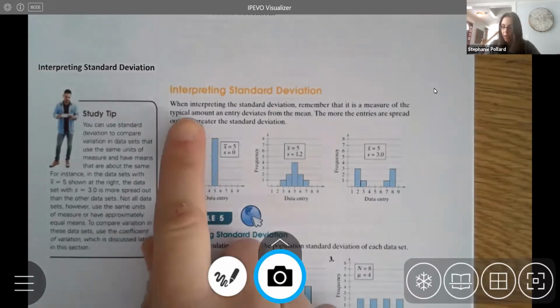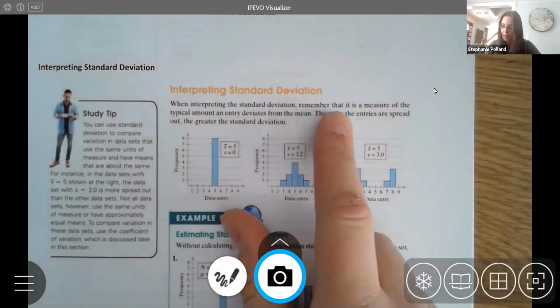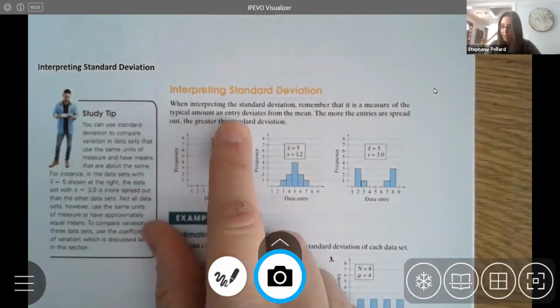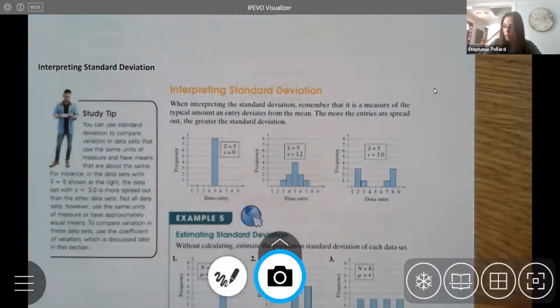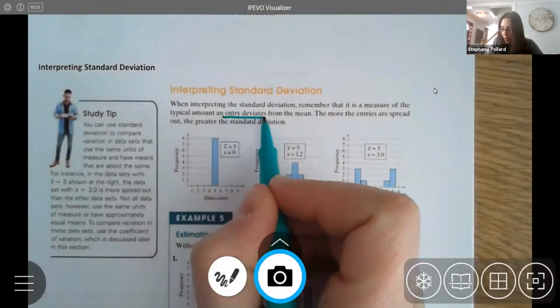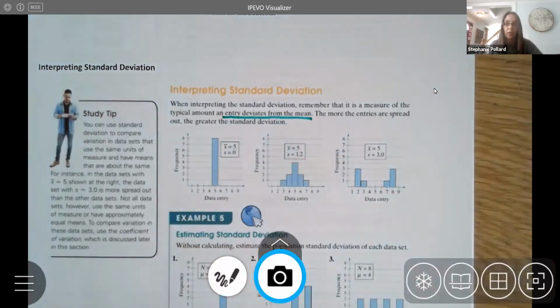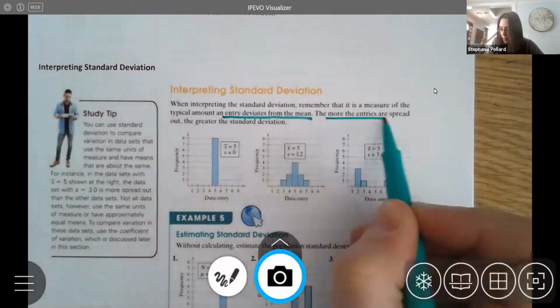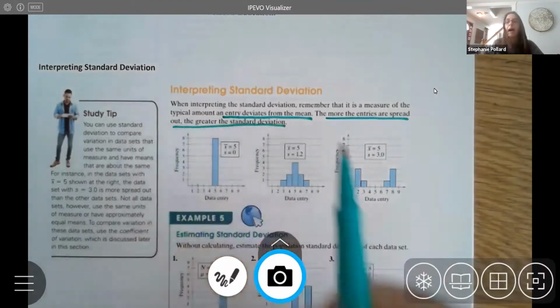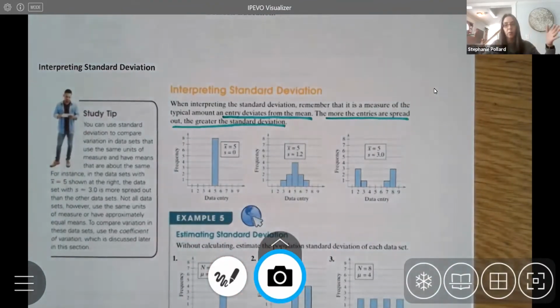So when we interpret the standard deviation, we want to remember that it is a measure of the typical amount an entry deviates from the mean, right? So we're looking at how far away the other values, the entries, the other data points, are from the mean or the center. So the more entries are spread out, the greater the standard deviation is. So if you have a high standard deviation, that means your data is more spread out. If your standard deviation is close to 0, that means your data is more clustered close together, right around the mean. So that standard deviation tells you how spread out your data is.